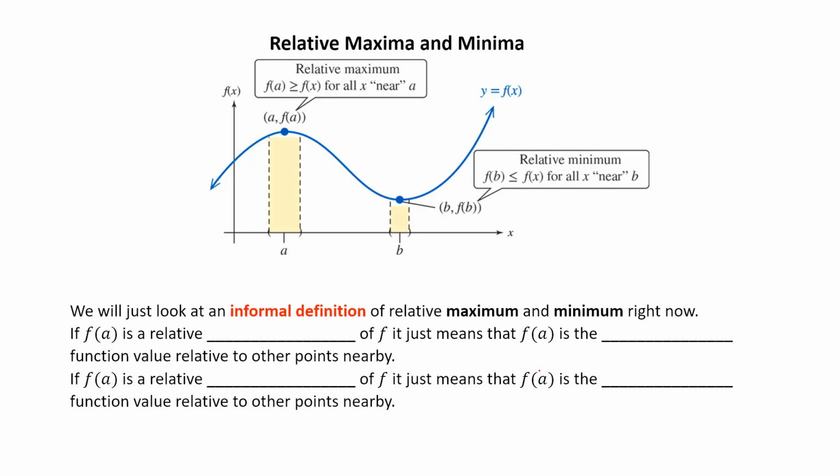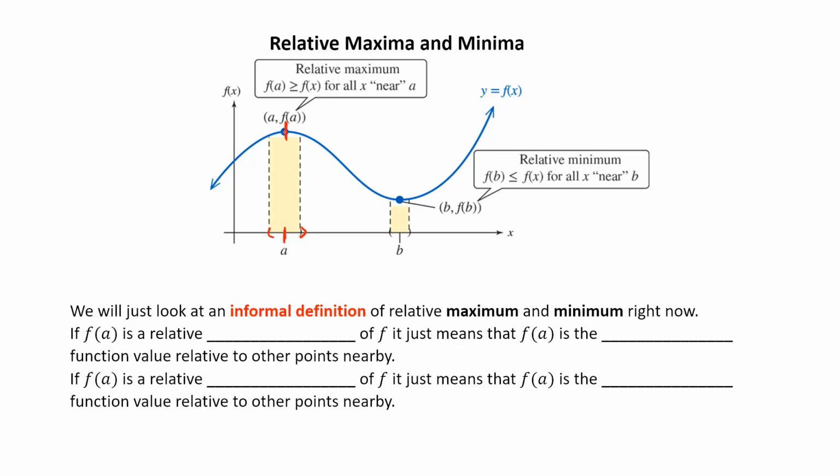All right, so relative maxima and minima. A relative maximum for a function is just a place where f of a is greater than or equal to f of x for all x near a. So what all this means is that if you're talking about a little interval around a certain x value, a relative maximum is where the function has the highest value in that particular area.